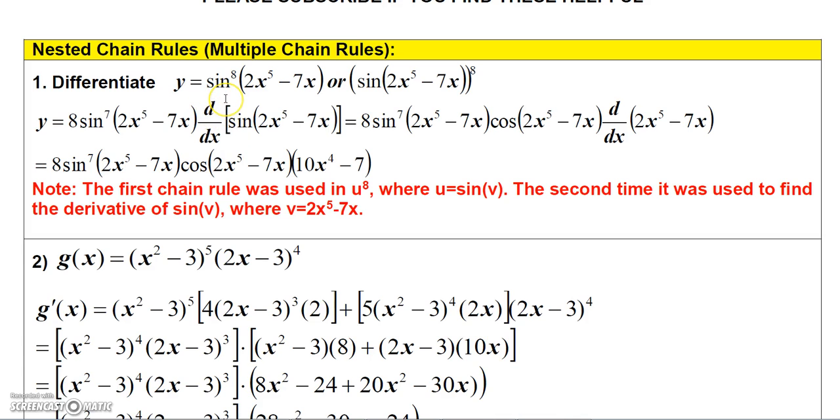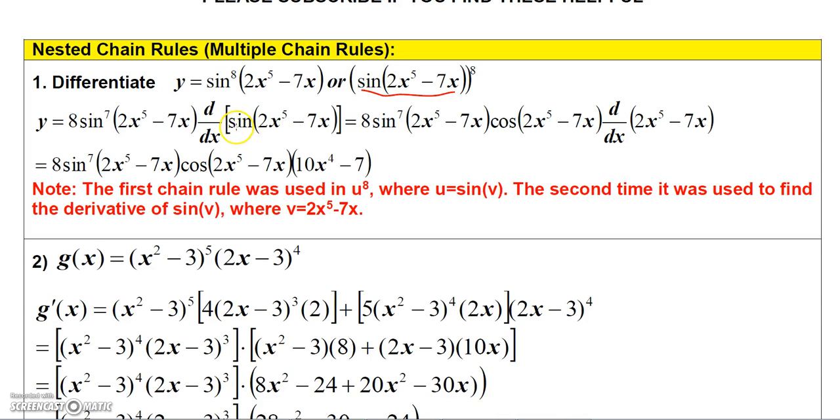Okay, I'll finish this with some nested chain rules. Here I have sine of the argument 2x to the fifth minus 7x, and all that's to the 8th power. That's the same as taking that whole sine function and saying it's to the 8th power. So the first thing I'm going to do is the general power rule: 8 times that sine function to the 7th power, but then I'd have to multiply by the derivative of that sine function.